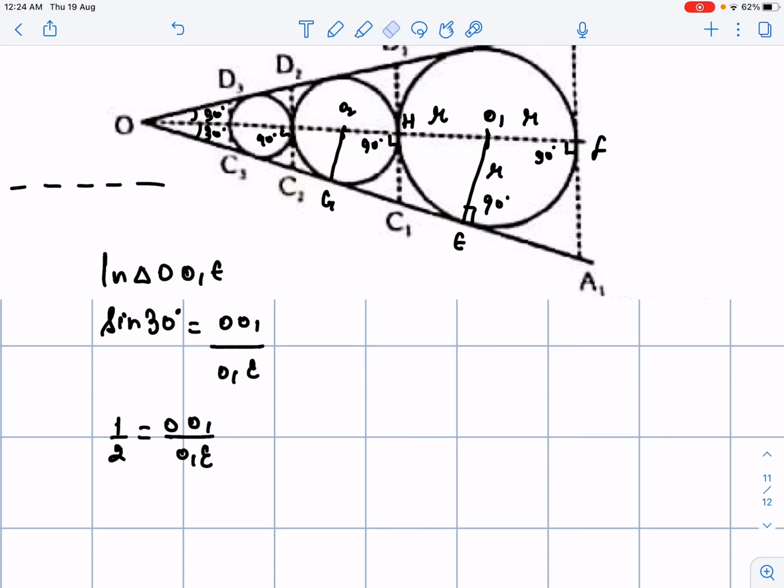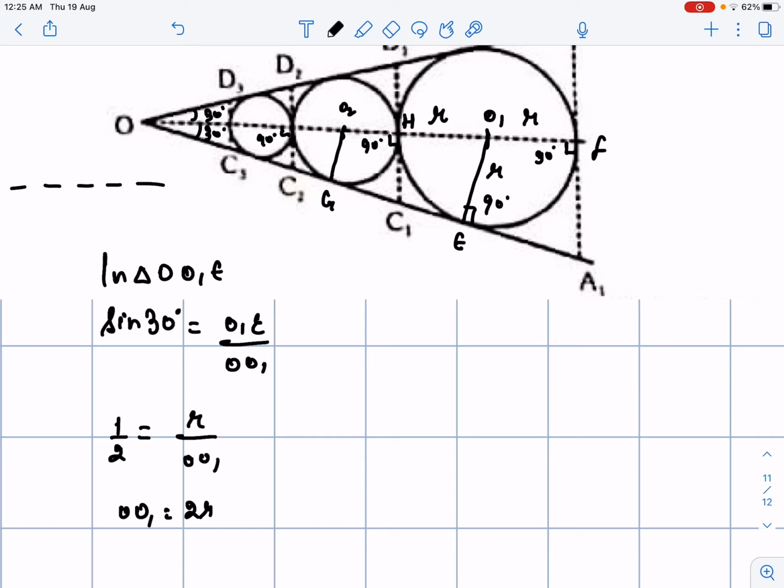We should write O1E divided by O1, perpendicular upon hypotenuse. So O1E divided by O1 is equal to 1 by 2. And O1E is what we are knowing, radius we are knowing. And O1 is what we don't know. So O1 will be becoming 2r.